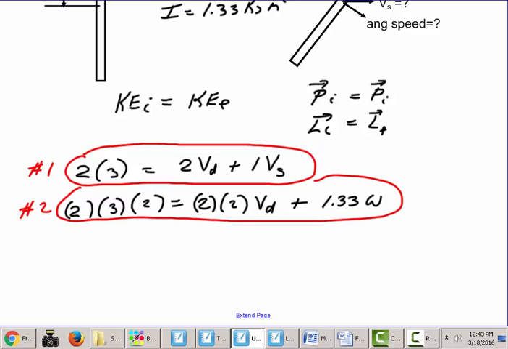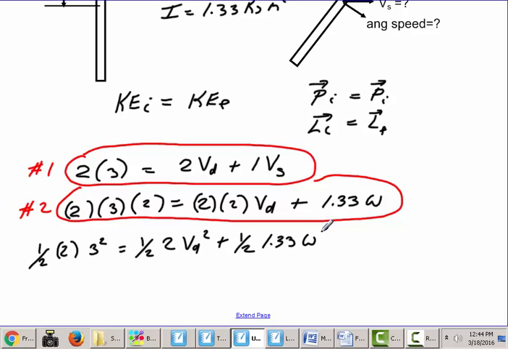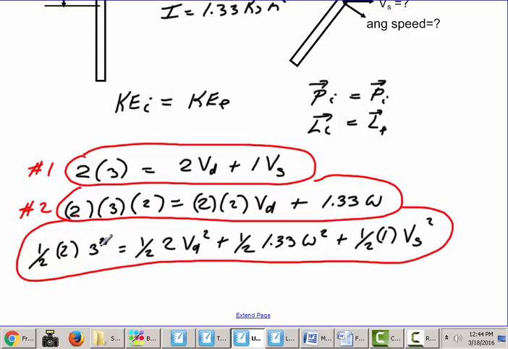All right, and then we can do our kinetic energy conservation. We can do 1/2 the mass of the disk times its velocity squared must equal 1/2 times 2 times the velocity of the disk squared, plus 1/2 times the moment of inertia, 1.33, times omega squared, plus 1/2 times the mass of the stick times the velocity of the stick squared. That right there is your kinetic energy equation. So that's our third equation.